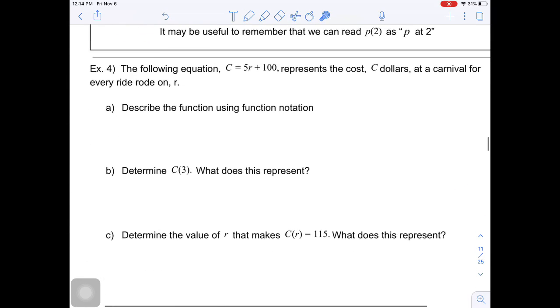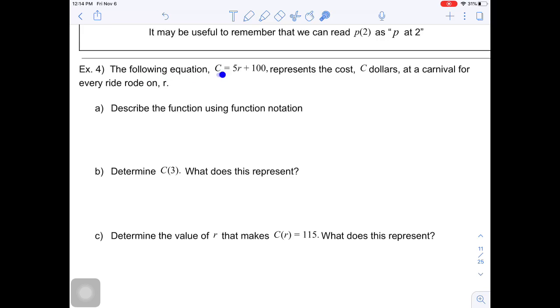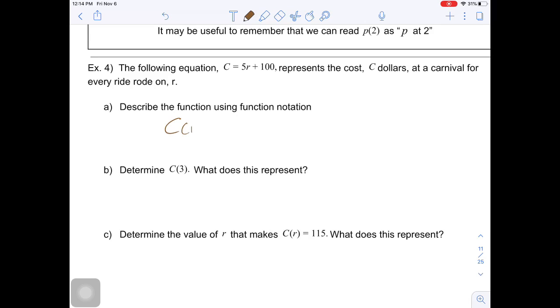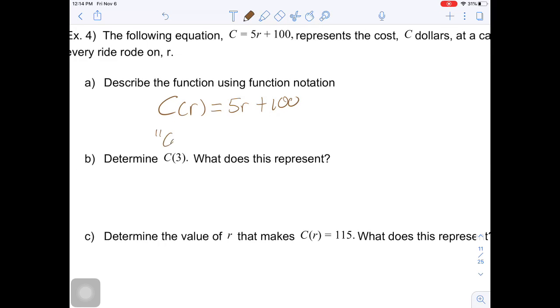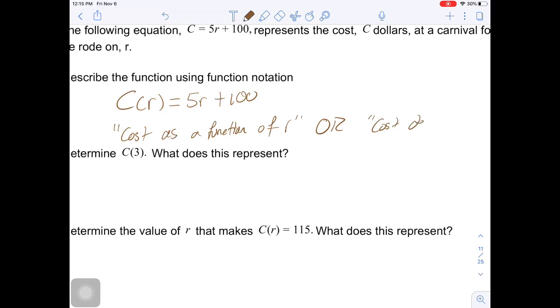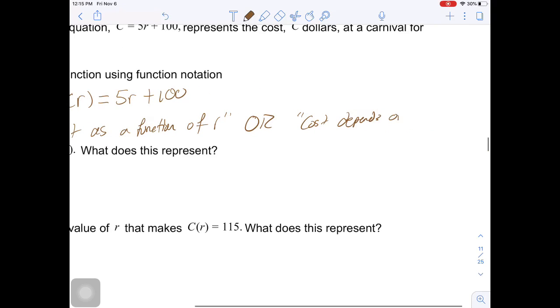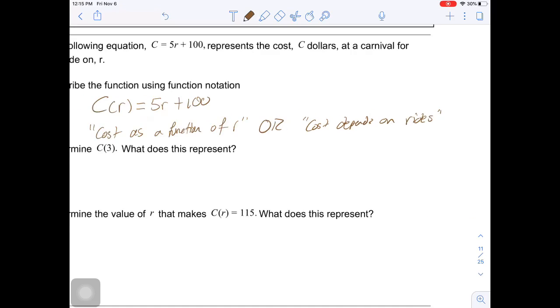Okay, so let's see some examples here. The following equation, C equals 5R plus 100, represents the cost, C dollars at a carnival, for every ride rode on R. We already talked about this. If we describe this in function notation, the cost is a function of R, and that equation is 5R plus 100. So this is the cost as a function of R, and we did that last page. Or you can say cost depends on rides.